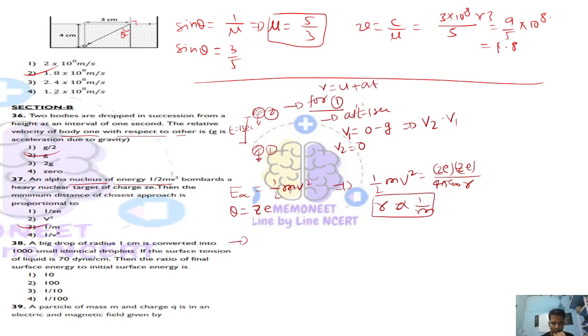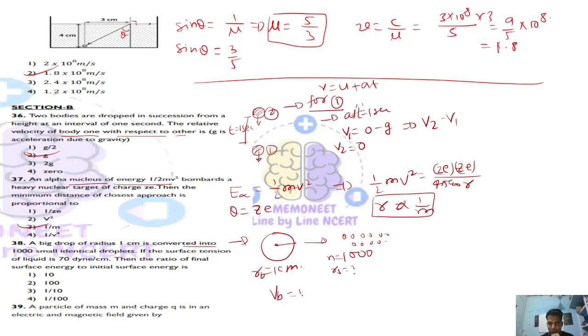A big drop of radius 1 centimeter is converted into 1000 identical small drops. Surface area will differ, but the volume will be conserved. So you can calculate the radius of each drop once it is converted into 1000 small drops. The radius is r big and this is r small. You can calculate r small through volume conservation.